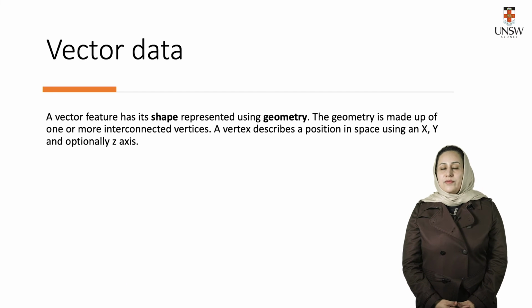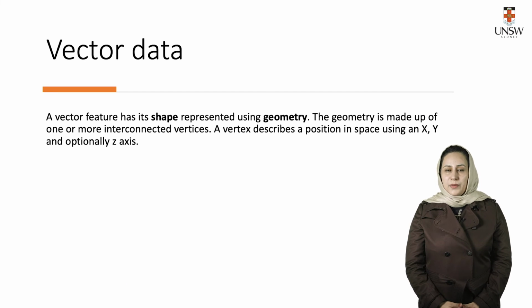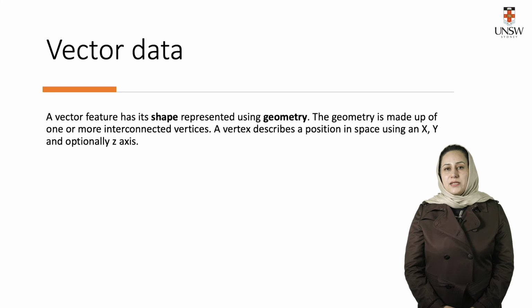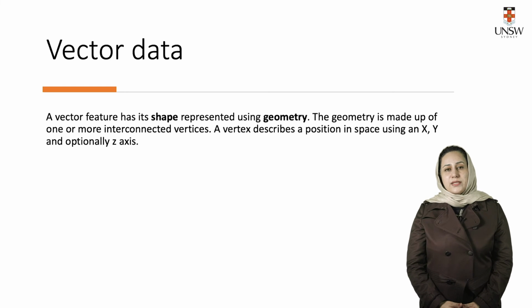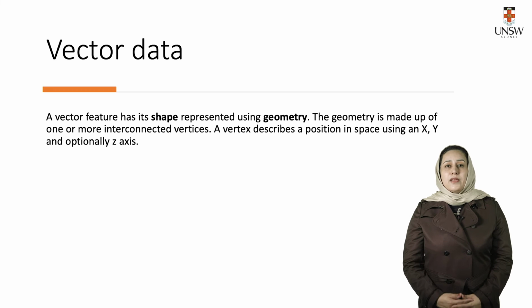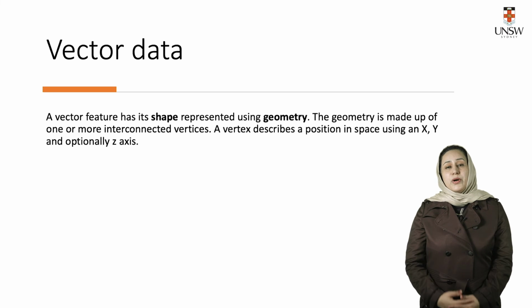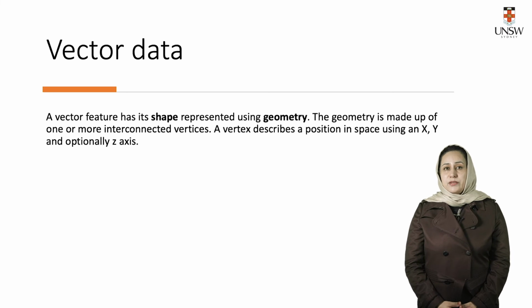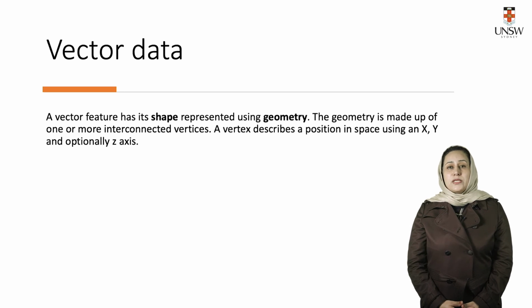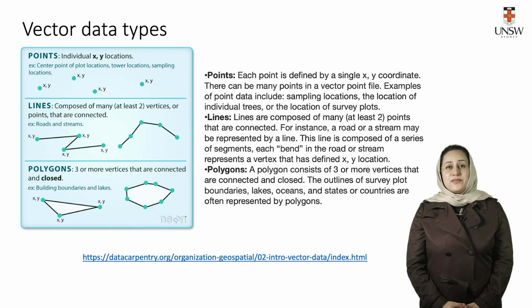Okay, so far we have learned about the raster data type and the analysis tools for raster datasets. Let's have a look at another type of GIS data, which is vector data. Vector data is usually known by its vertices and geometry. In a geographic context, a vertex shows a position in space using x, y, and z axes. There are three different types of vector data: point, line, and polygon data.